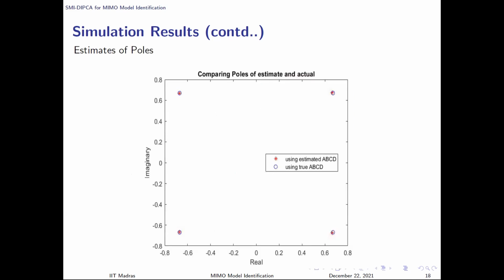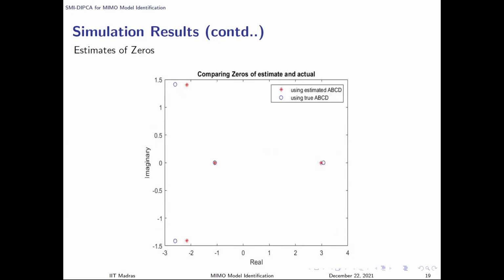And it turns out that when we look at the pole estimates, they are pretty much bang on target. Okay, there are 4 complex poles, and you find 4 of them in conjugate pairs, and you can estimate them fairly accurately using the estimated ABCD and the true ABCD. The true ABCD were put as circles, and stars are the poles computed using the estimated ABCD from the procedure. Okay.